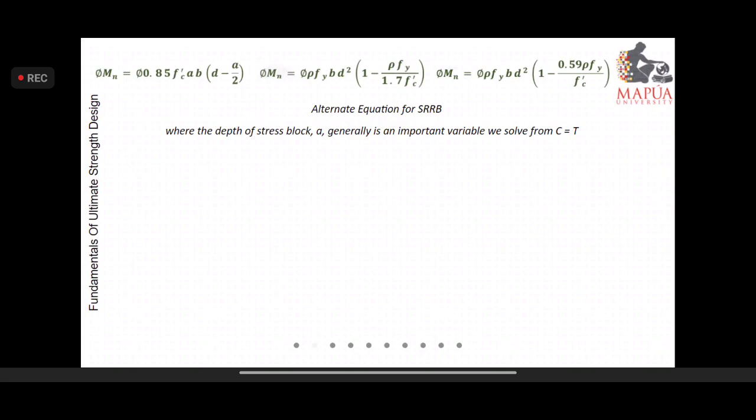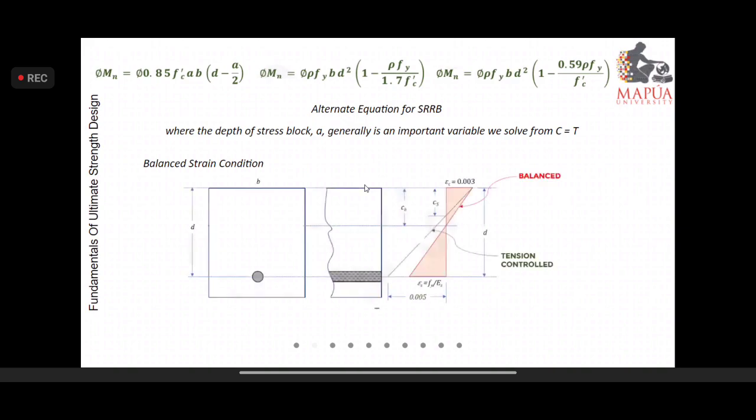We solve from C is equal to T. We always do that. And C is equal to NT, or C is equal to T, for us to solve the A, and then we can solve for the C if we know already the A. And then the balance strain condition.